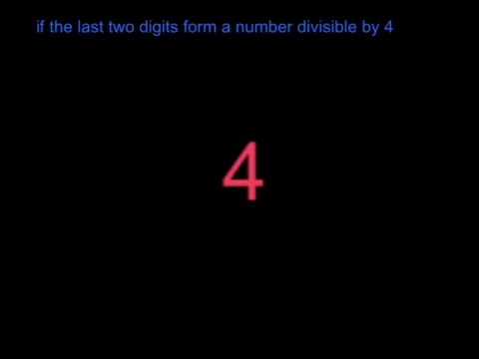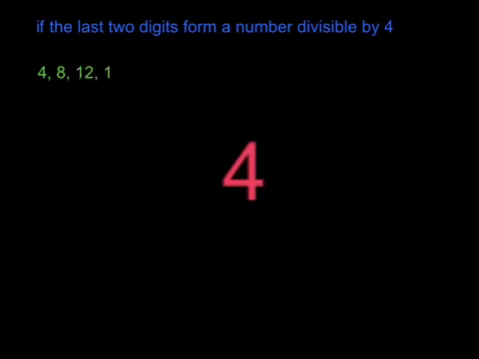Here's the divisibility rule for 4. A number is divisible by 4 if the last 2 digits form a number divisible by 4. Let's think of the multiples of 4. Well, we know that 4 is a multiple of 4 because 4 times 1 is 4. 4 times 2 is 8. 4 times 3 is 12.